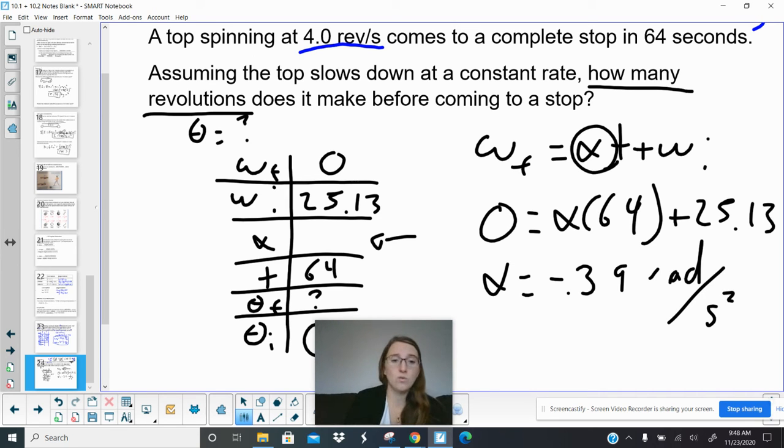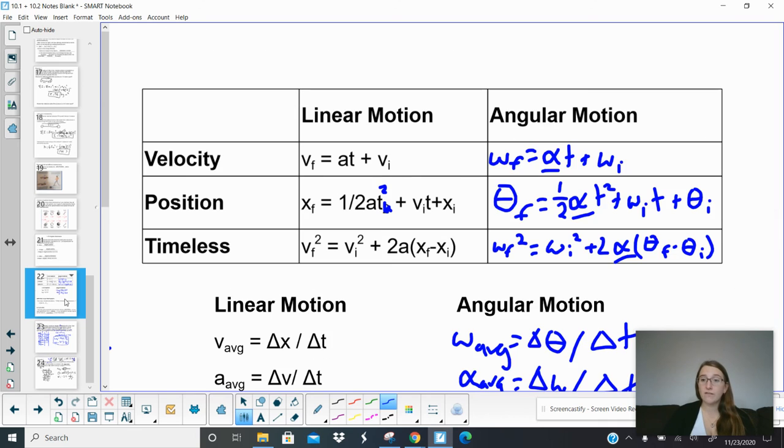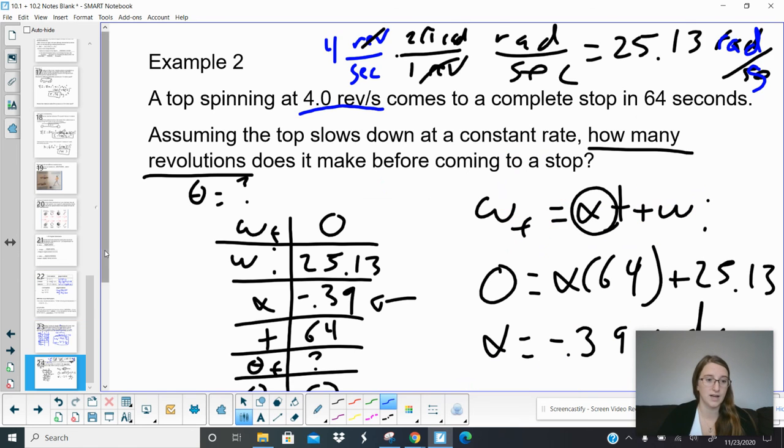Okay, so now that we know that, and it's negative because it's slowing down, now we can look at our variables and see, okay, what can I use now in order to solve for theta final? Well, looking at our variables we can use now the position formula. Technically, you could use the timeless one as well, but we know time, so we're going to go ahead and use the position one with time.